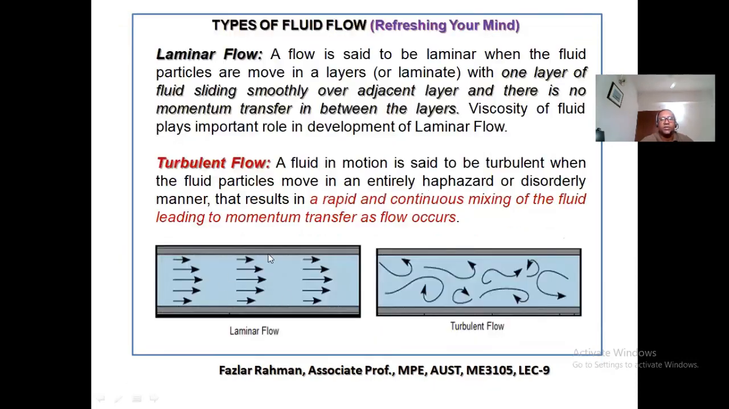So already you know the definition, we discussed it before. So this is laminar flow, this is turbulent flow. Main difference, in laminar flow there is no transfer of momentum from one fluid particle to another fluid particle, but in turbulent flow there is a transfer of momentum.